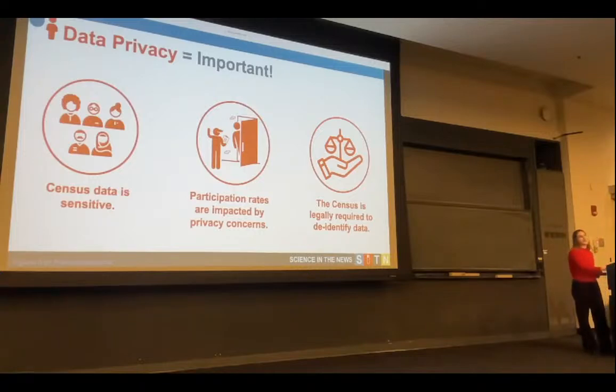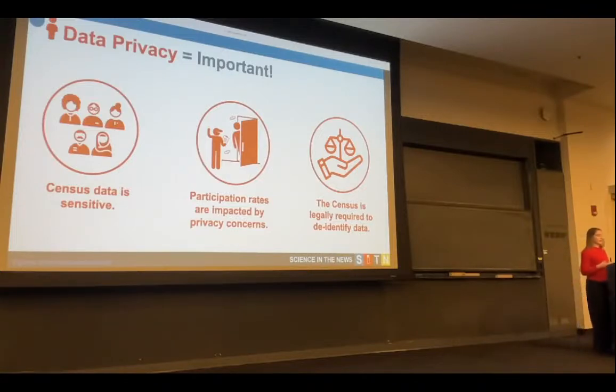However, the privacy of census data is also very important. The data types collected in the census are sensitive and can have serious negative impact. For example, census data was used to identify Japanese people to be brought to internment camps in World War II. Additionally, studies have shown that participation rates are impacted by privacy concerns.